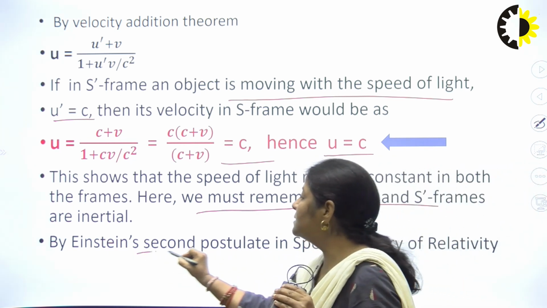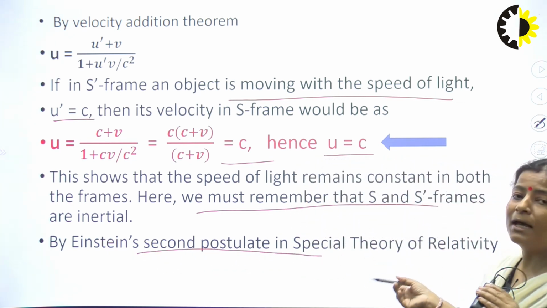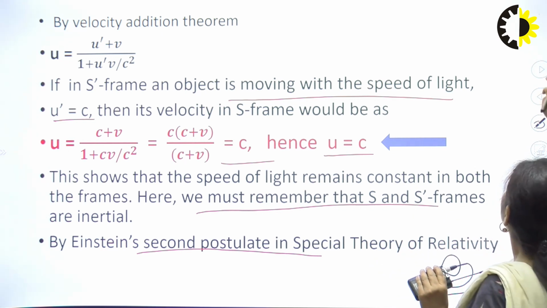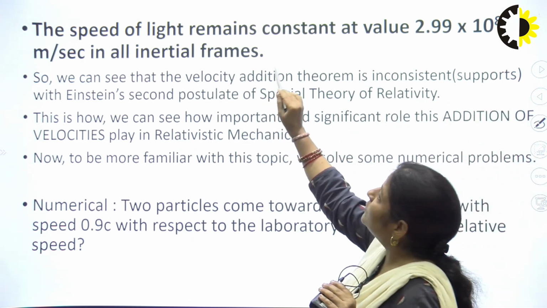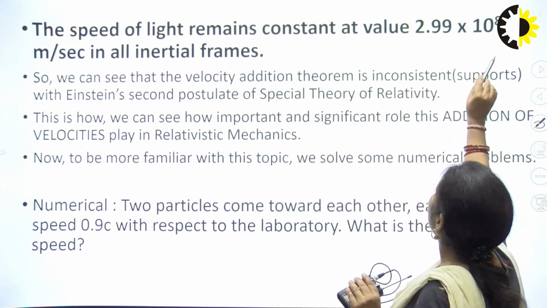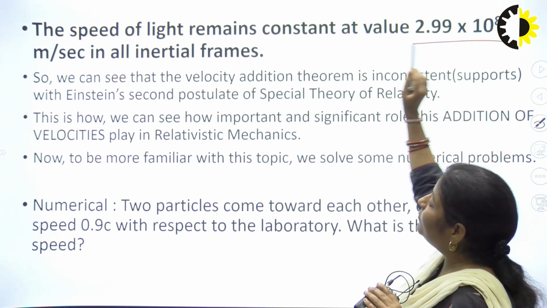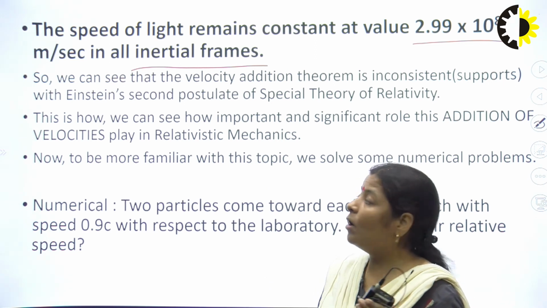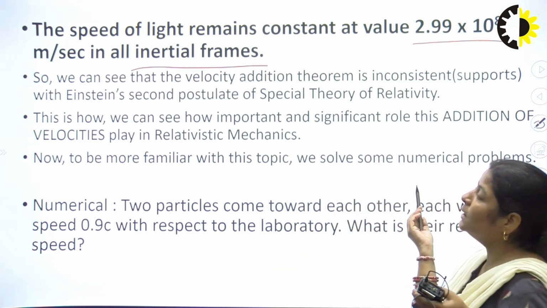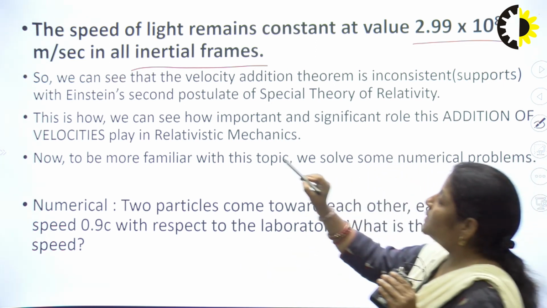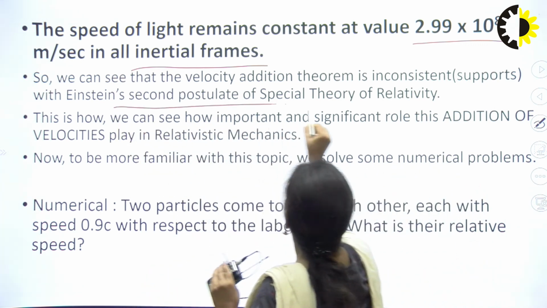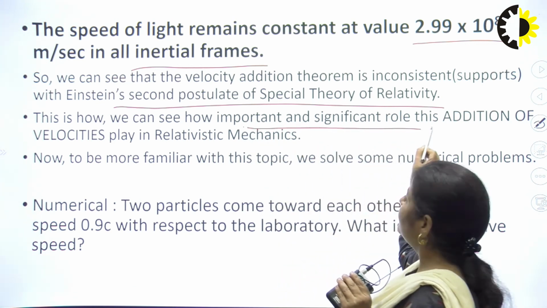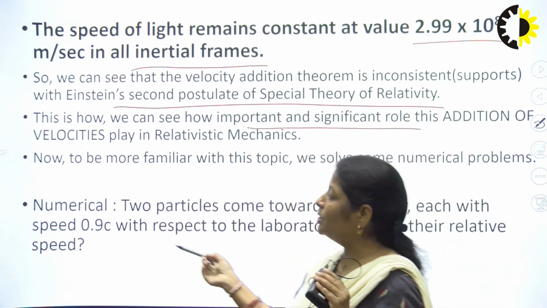So that is how the velocity addition theorem is supporting the fact that the speed of light is constant. Moreover, this fact was given as a postulate in the special theory of relativity by Einstein. He said that the speed of light remains constant at a value of 2.99 into 10 to the power of 8 meter per second in all inertial frames. So we can see that the velocity transformation is supporting Einstein's second postulate. That is the importance and the significance of this velocity transformation.